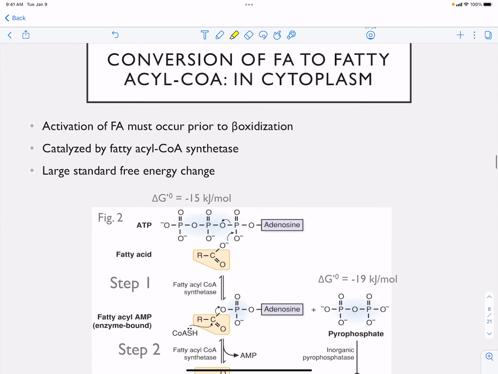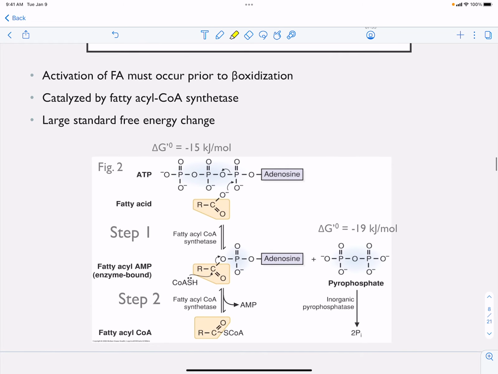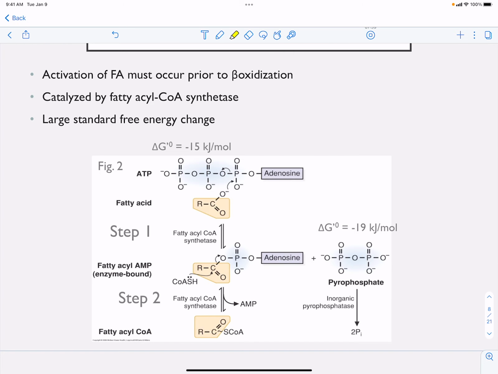All right, so now let's talk about how we get that activated fat. Important, activation must occur before beta oxidation can even start. One of the reasons is because you have to be able to get this into the mitochondrial matrix. And so it all has to do with the molecule, how it looks, what it's binding to, and the transporters.